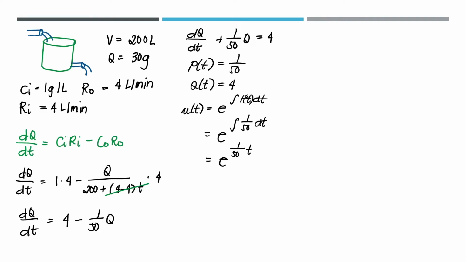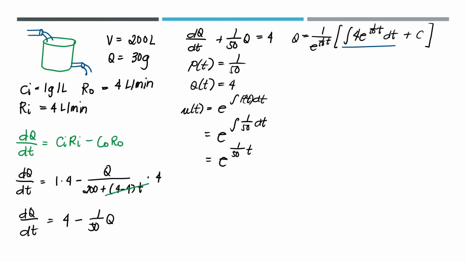We have Q is equal to 1 over e raised to 1 over 50 t, multiplied to the integral of what is our q. That is 4 e raised to 1 over 50 t dt plus c. So this is the formula for the linear differential equation. Now, let's evaluate our integral.